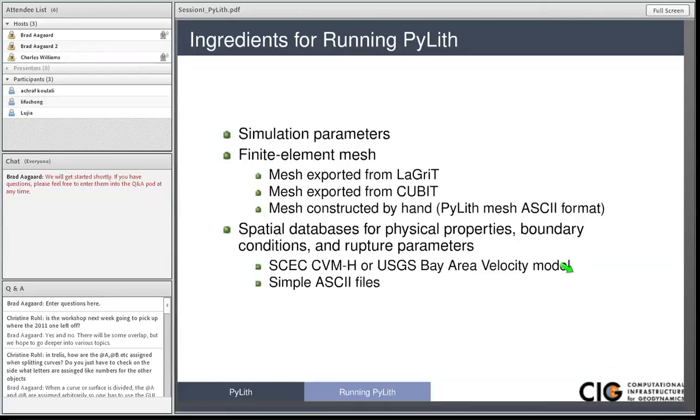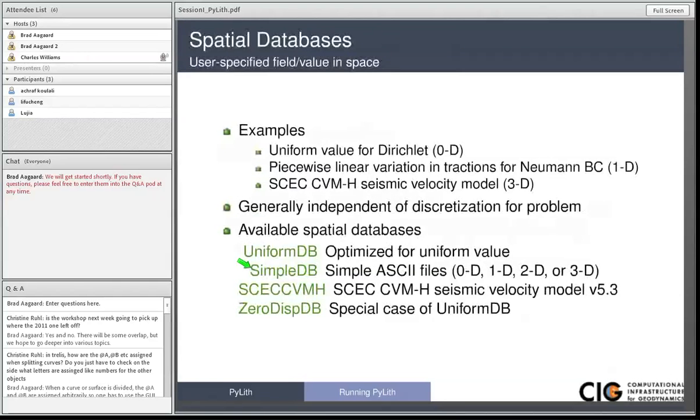The ingredients for running PyLith: you need the simulation parameters, you need the finite element mesh, whether it comes from LaGriT or Cubit, or just some simple ASCII file where you construct the mesh by hand. You need what we call spatial databases. These provide information about the physical properties, boundary conditions, and rupture parameters. Generally, these are simple ASCII files, but we also support interfacing with more complicated seismic velocity models.